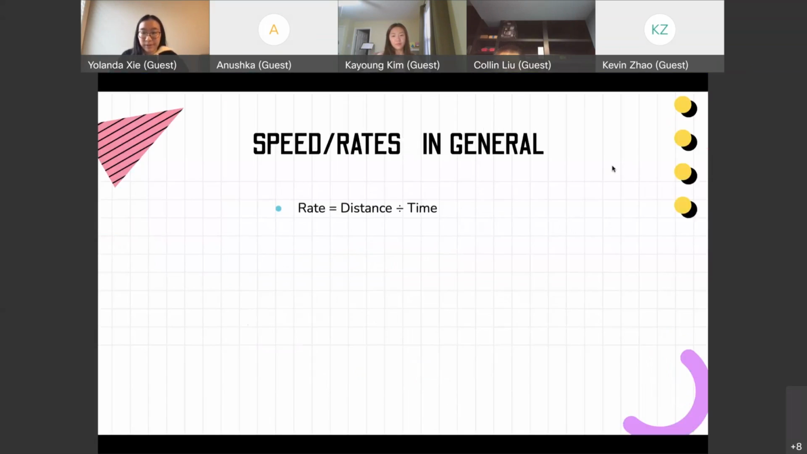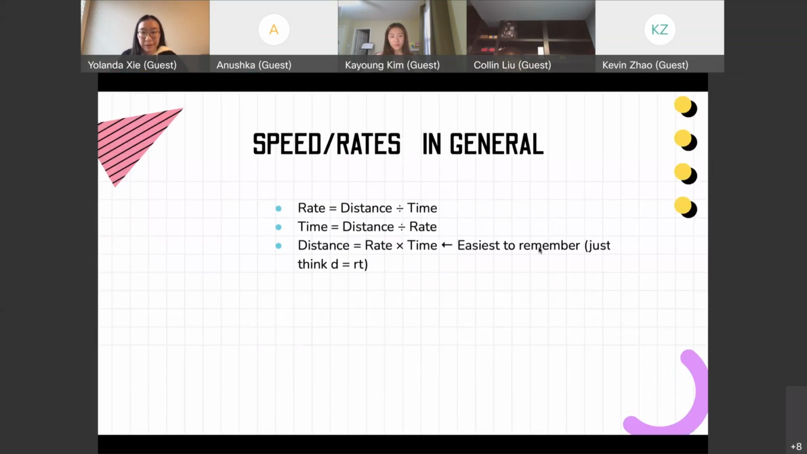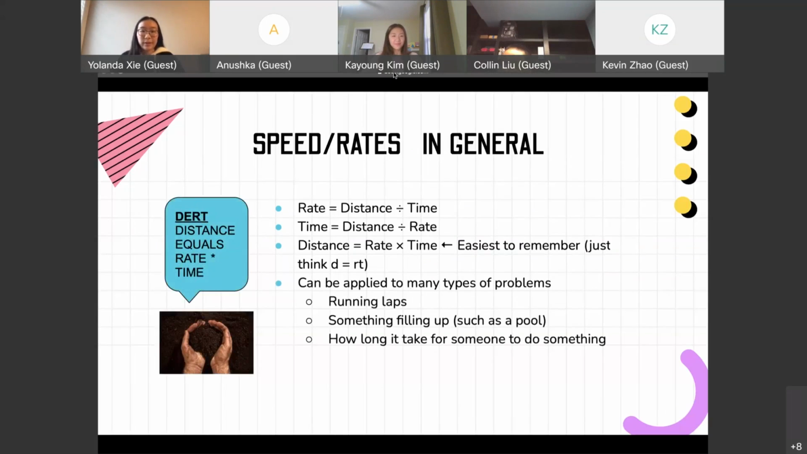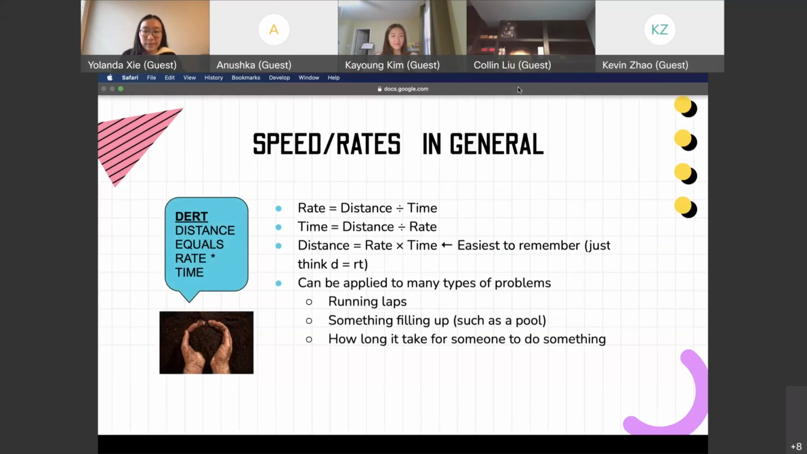Okay, so like Rishikesh was asking earlier, this is how rate works. Let's focus on this third equation right here because it's probably the simplest to remember. It says distance equals rate times time. There's a picture here. You can use this acronym, DIRT: distance equals rate times time. If you remember that, you can just derive the other equations.